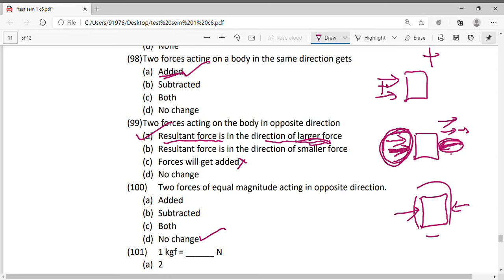It will cancel the forces. Both the forces will get cancelled because they are equal in magnitude and opposite in direction. So they'll get cancelled. Hence, there will be no change.